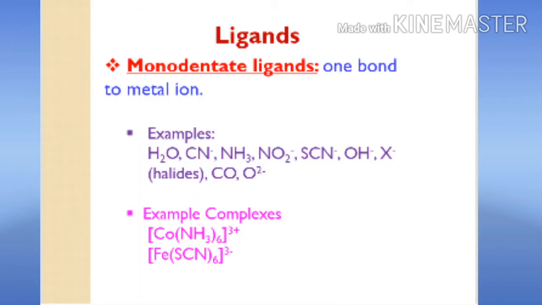Monodentate ligands. Examples of monodentate ligands are water, cyanide, ammonia, nitro, thiocyanate, etc. All these examples contain only one donor atom that contains the lone pair of electrons and donates to the central metal atom. For example, in water, oxygen contains the lone pair of electrons. In cyanide, nitrogen contains a lone pair of electrons. In the ammonia molecule, again nitrogen contains the lone pair of electrons, and so on.